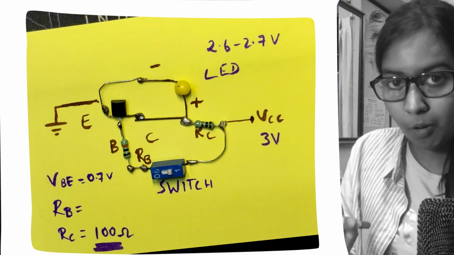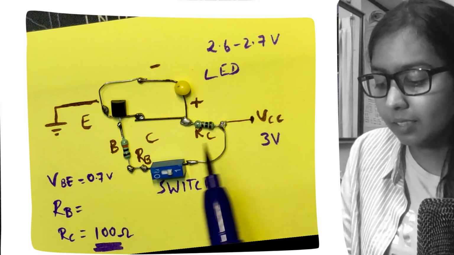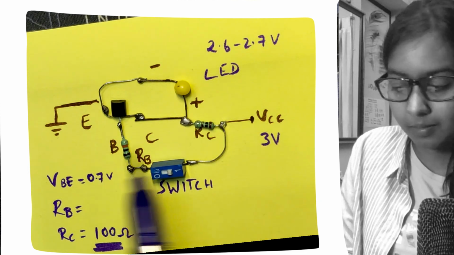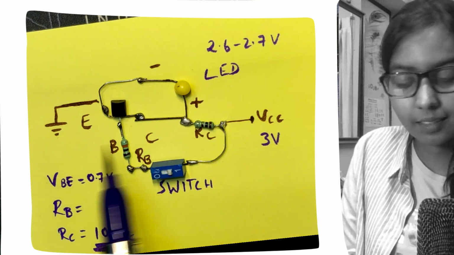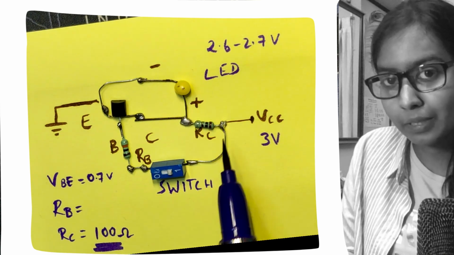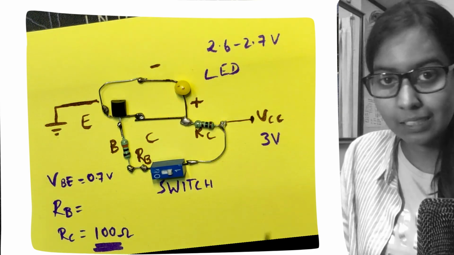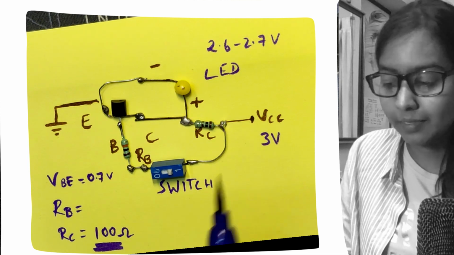So what will be the problem with keeping a very low RC? Whenever the switch is on, all the current will flow through the transistor. So when RC is lower, higher current will flow through the transistor. It is good for the LED but not good for the transistor. So we need to come up with a value which will balance both. Okay. So how I found all these things, I will tell you.